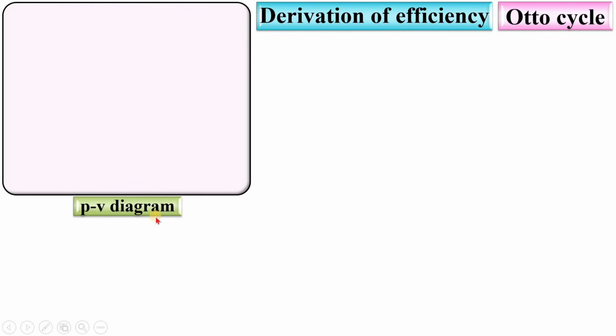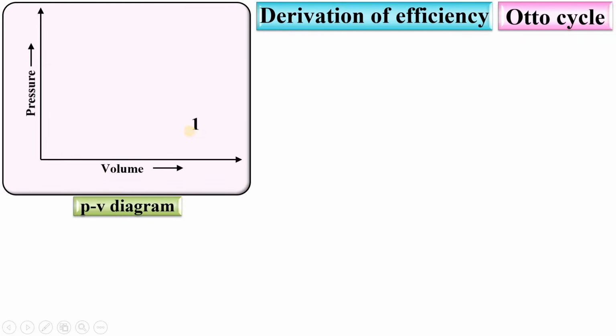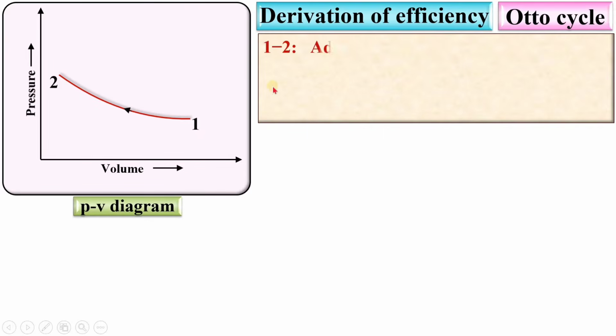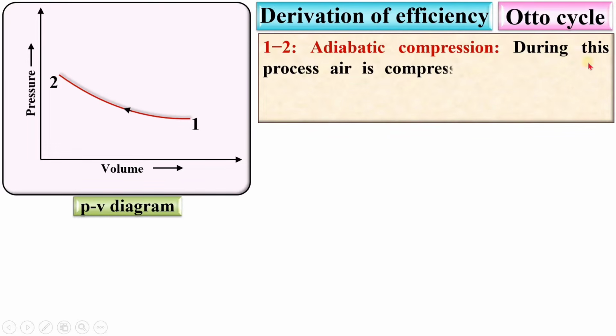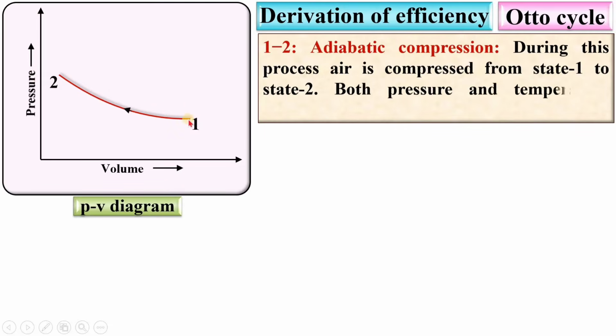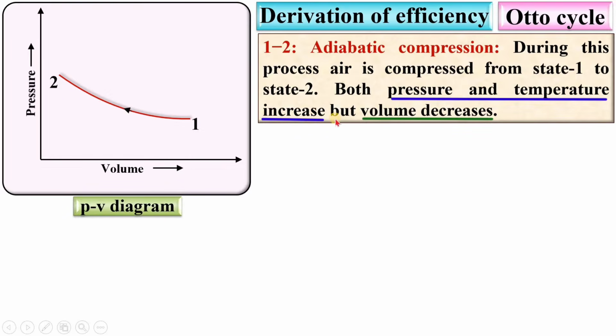So let's first draw the PV diagram of the Otto cycle, that means pressure versus volume. Let's say initially this is the state 1 and this is the process 1-2. Now see the description of this 1-2 process, that is called the adiabatic compression. During this process, air is compressed from state 1 to state 2. Both pressure and temperature increase, but volume decreases.